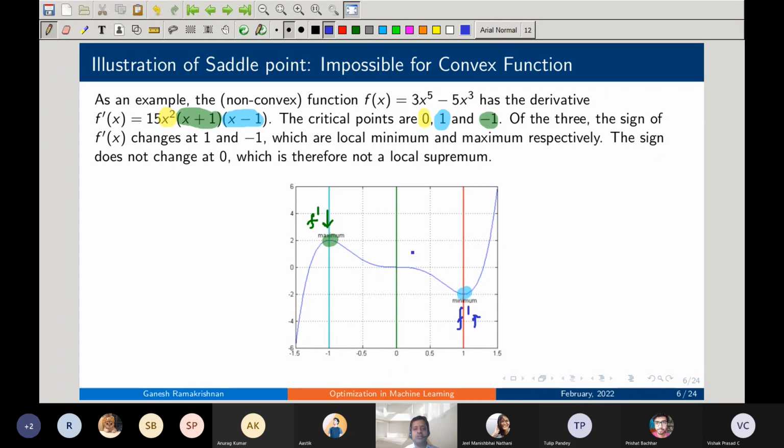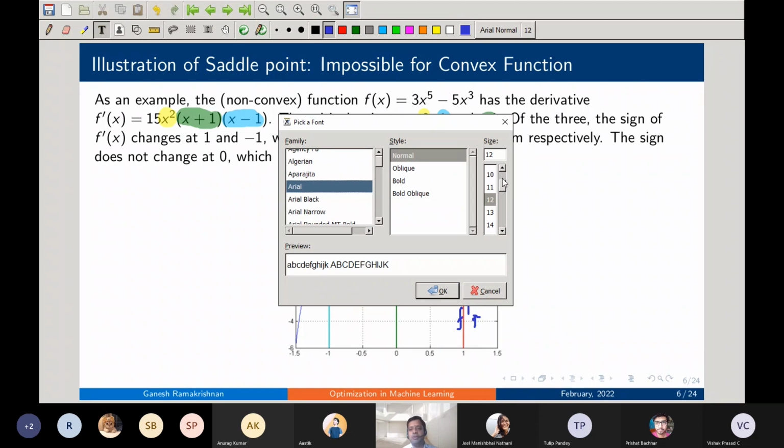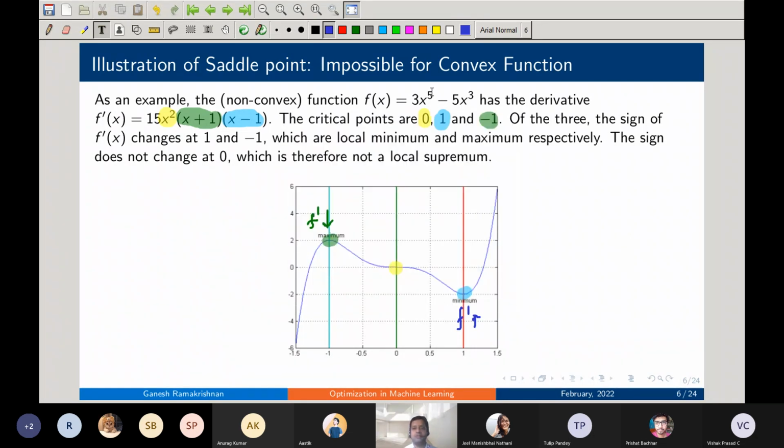The sign, of course, doesn't change at 0, shaded in yellow. So this is neither a local maximum nor a local minimum. So this function is not convex everywhere. Convex functions won't have such saddle points, right? Or convex regions of functions won't have such saddle points. But we see that for non-convex regions, you can have such saddle points.